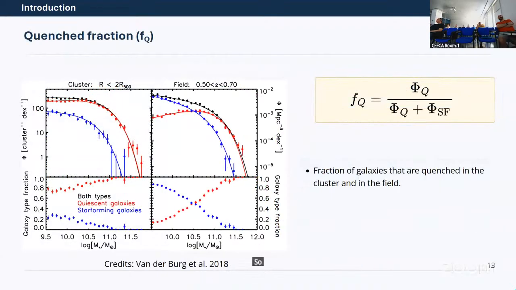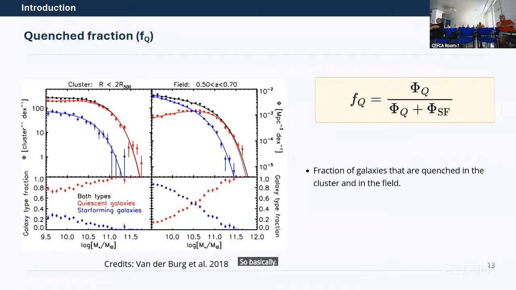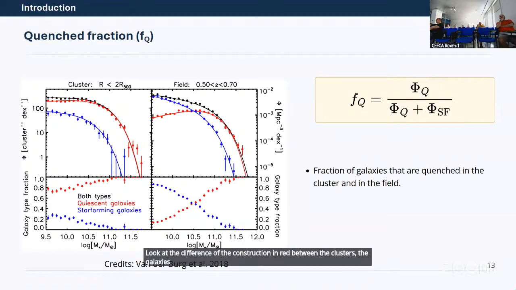So now that we have the stellar mass function, we can obtain the quench fraction, which is going to be essential to our study. The quench fraction is the number of quenched galaxies divided by the total amount of them. So basically, if we have the stellar mass function of this population, for example here, we can obtain the quench fraction. Look at the difference of the quench fraction in red between the galaxies inside the galaxy cluster and in the field. So there is a difference, as we will see.